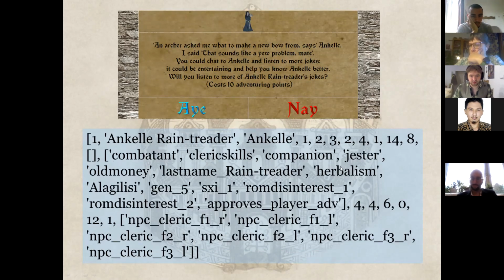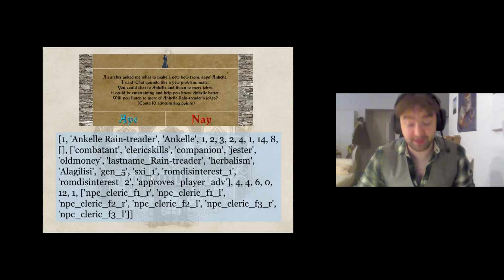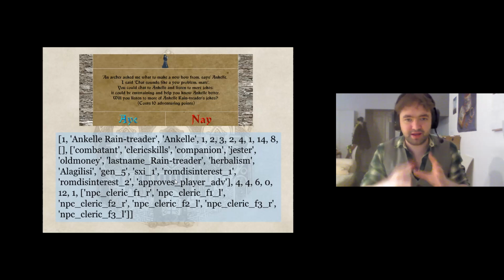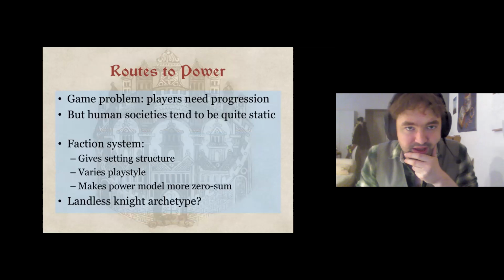And you can see this list of written traits and these various numbers. So the numbers are battle stats of various sorts. But the word traits are more interesting. So we have things like cleric skills. So she's a priest, but she has these different traits like companion, jester, old money. I'll explain those in a minute. Herbalism, that's a skill she has. Alagalisi will be the city she comes from. She's got gender_5, which is she's female. Sexuality_1, she's exclusively interested in men. She then has these ROM disinterest tags. Again, I'll get onto those in a minute. But that gives you an idea of the data structure we're actually talking about that underpins what a person is in this kind of game.